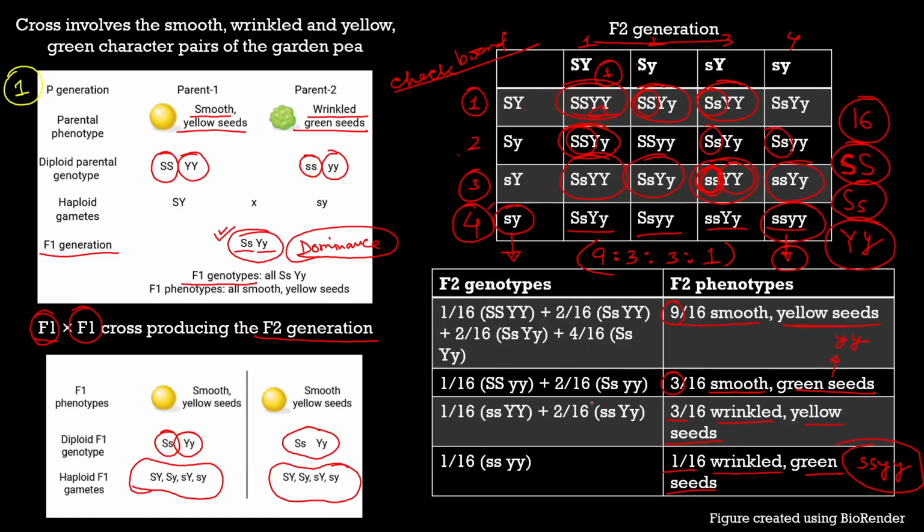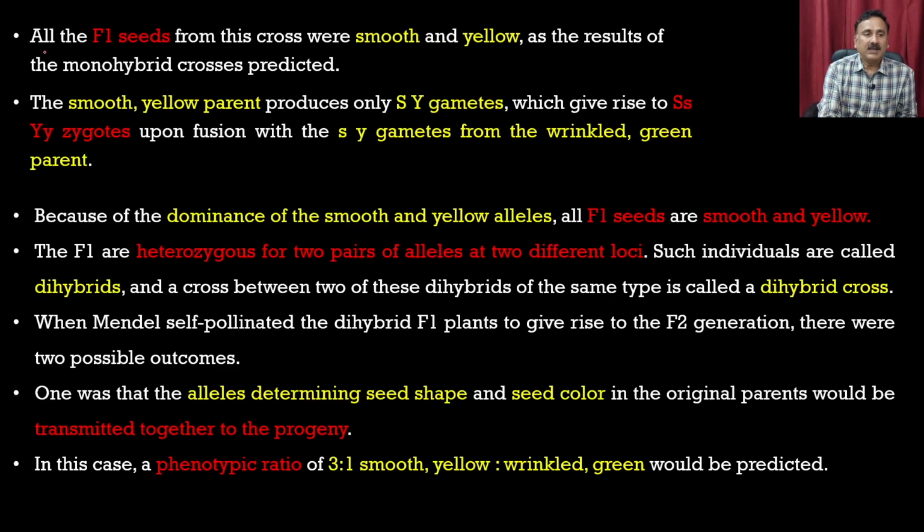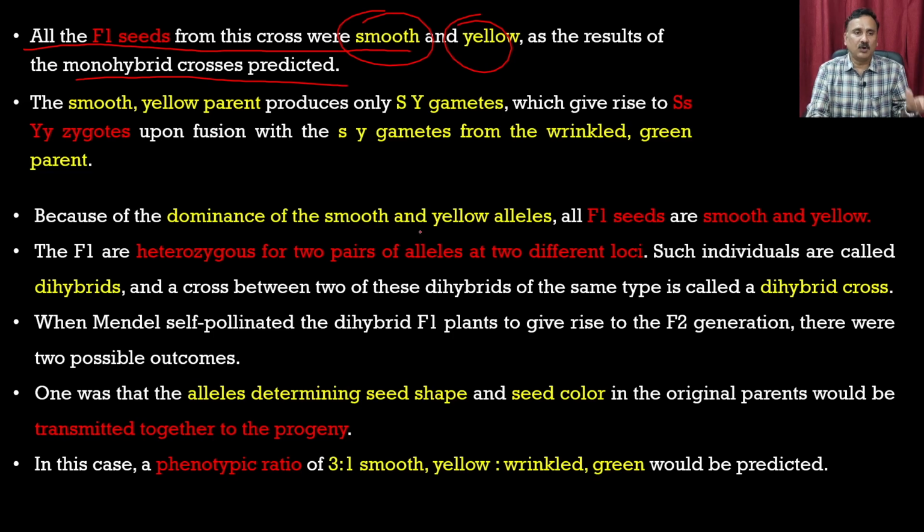And the genotypic ratio also, you are going to measure all this. So what it says is that although we are talking about two particular genes, one for the smooth surface and one for the color, one is not going to influence the segregation or the assortment of the other. So all the F1 seeds from this cross were smooth and yellow as a result of the monohybrid cross as predicted, because this follows the law of dominance.